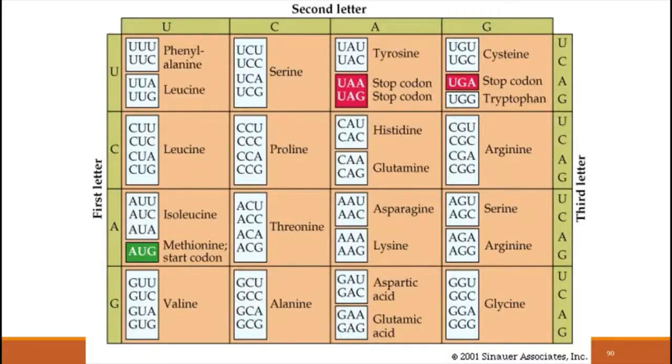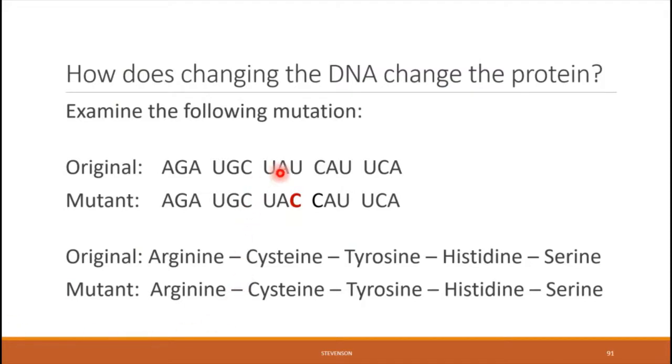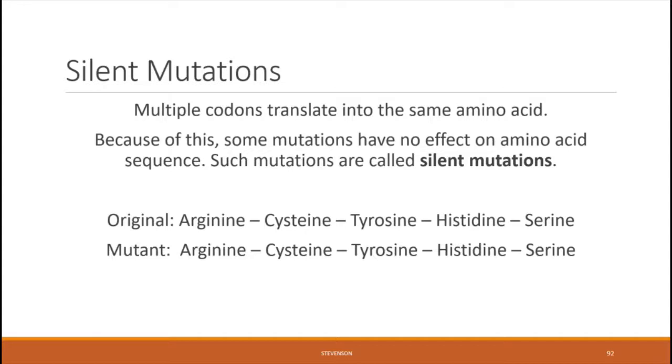We go to the codon table. We see that UAC encodes for tyrosine, whereas UAU also encodes for tyrosine, right? And so this mutation right here, although we changed out a letter, it actually had no effect on the protein that was made because both UAU and UAC encode the amino acid tyrosine. This type of mutation is called a silent mutation.